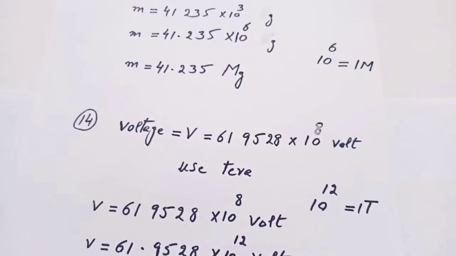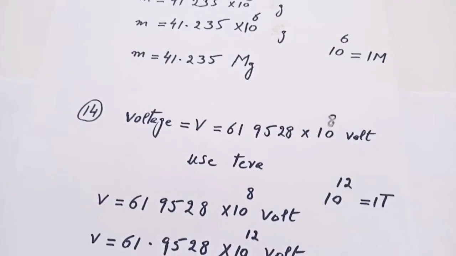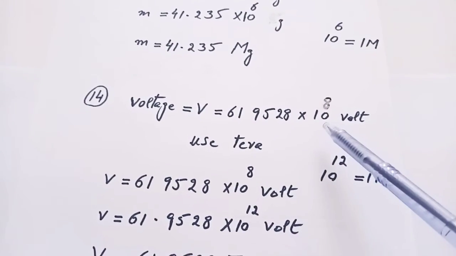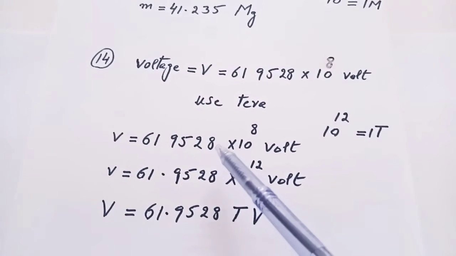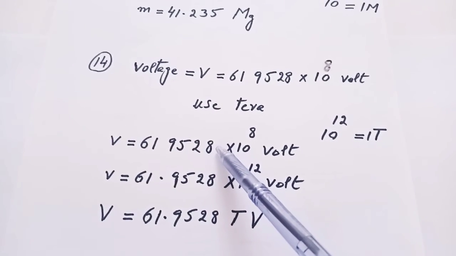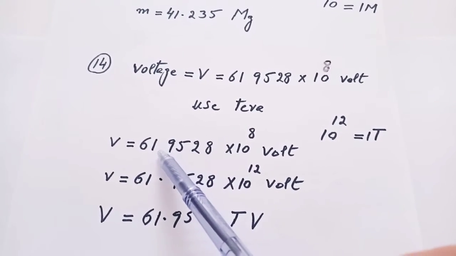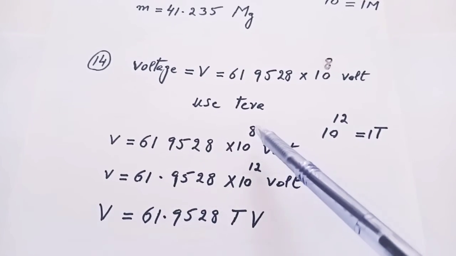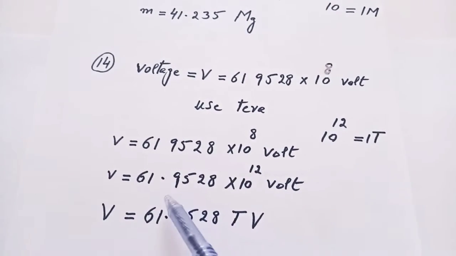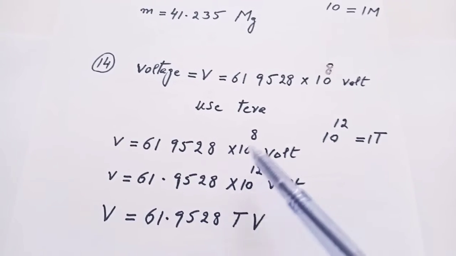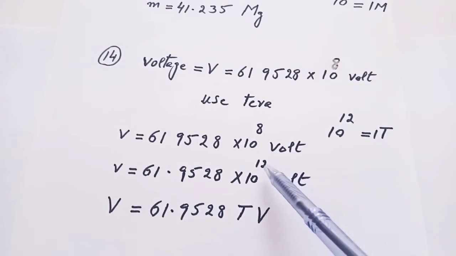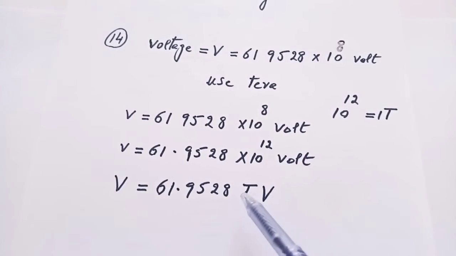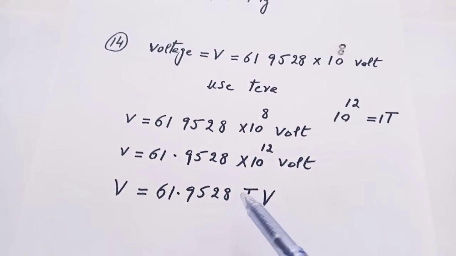Our next measurement is voltage. Use tera. 10 power 12 is tera. Now here the point is at this location. When we shift the point to this location through 4 digits, then the power will increase by 4. So when the point is shifted to this location, the power will increase from 8 to 12 through the 4 digits. Now 10 power 12 is tera, so here we use tera as the prefix.